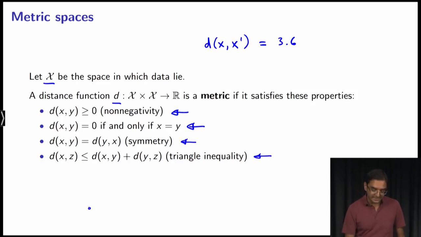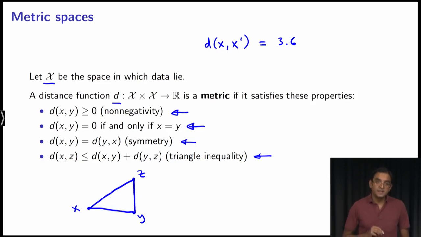Okay, so what that says is that if you take any 3 points x, y, and z, then the distance from x to y is at most the distance from x to z plus the distance from z to y. And if that holds, then it satisfies the triangle inequality. So any distance function that happens to satisfy these four properties is called a metric.